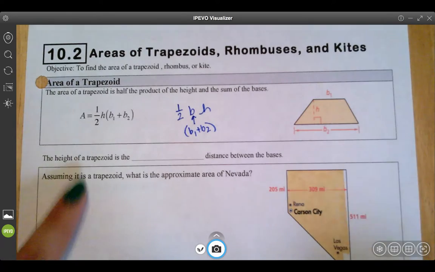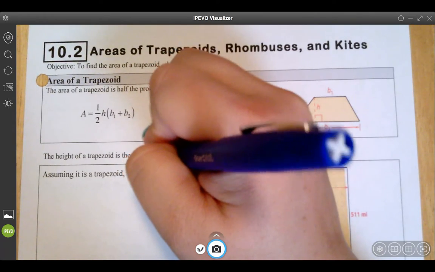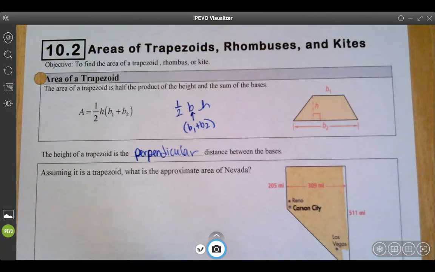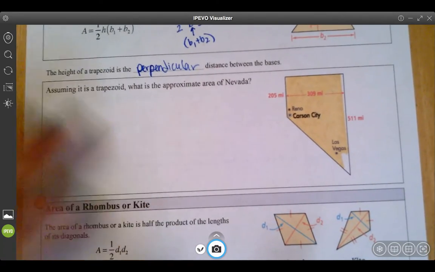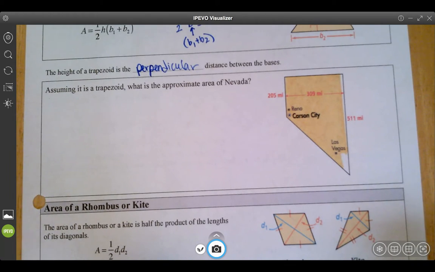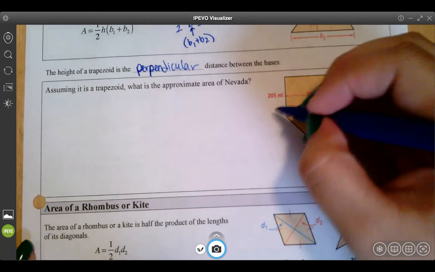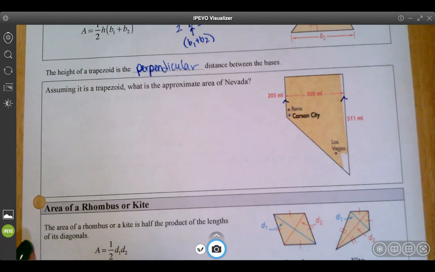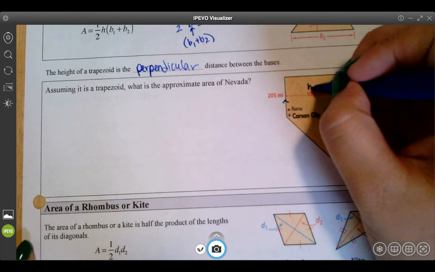Okay, so the height of the trapezoid is the perpendicular distance between the bases, just like the height for our parallelograms and our triangles. If we look at this diagram in the next example, and we assume that it's a trapezoid, what is the approximate area of Nevada? Now, Nevada is not a perfect trapezoid, but it is pretty close. So in order to calculate this, we need to first find our bases, and those are the ones that are parallel to each other. So we have those 2 bases, and then we have to find the perpendicular distance between them. This will be our height.